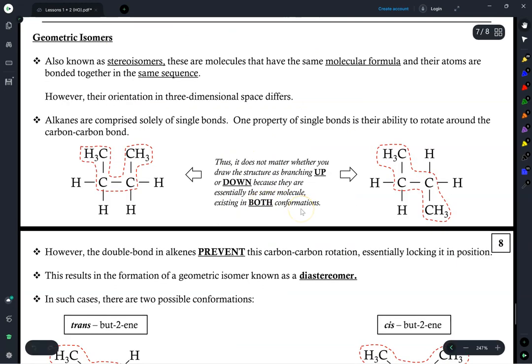Alright, so the last thing we need to worry about when it comes to alkenes is geometric isomerism. So geometric isomerism, also known as stereoisomerism, is where the molecules have the same molecular formula and their atoms are bonded together in the same sequence, but their orientation in 3-dimensional space differs. Let's take a look at these 2 examples. Because this is an alkane, you're always connected with CC single bonds.